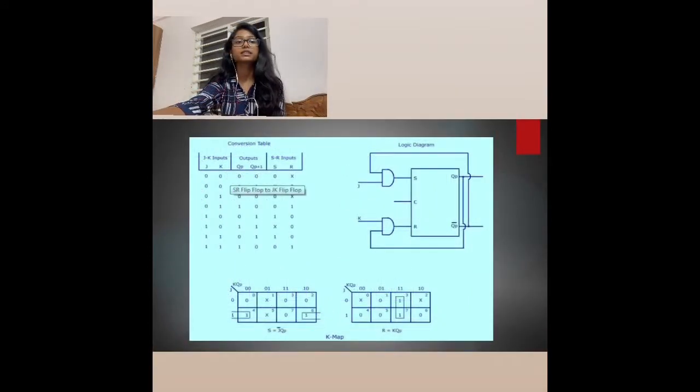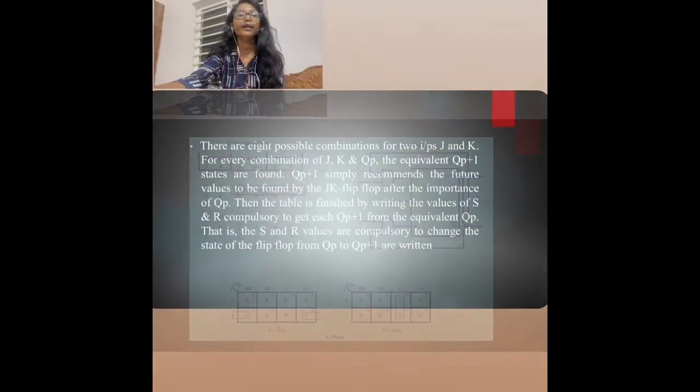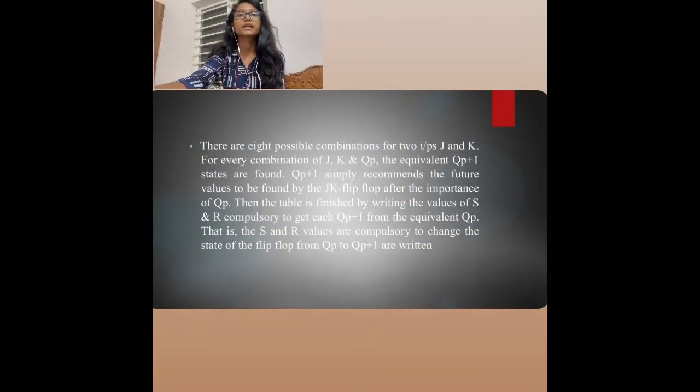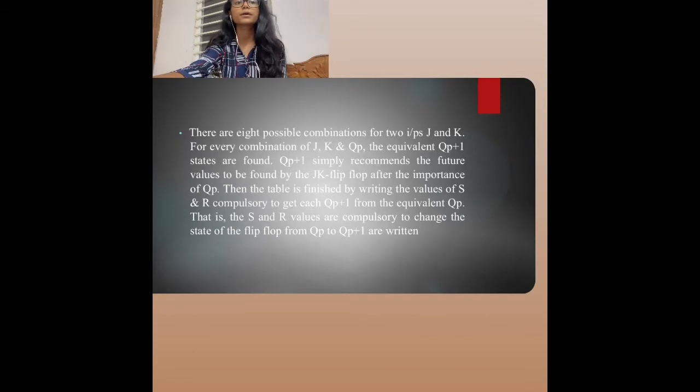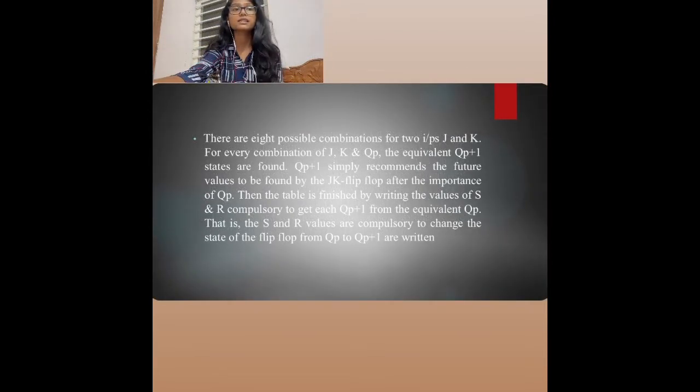Following the Boolean expressions of S and R, we can draw a logic diagram. There are 8 possible combinations for the 2 inputs J and K with QP. For every combination of J, K and QP, the equivalent QP plus 1 states are found. QP plus 1 simply represents the future values of the flip-flop after the present value QP. Then the table is finished by writing the values of S and R required to get each QP plus 1 from the equivalent QP, that is, the S and R values to change the state of the flip-flop from QP to QP plus 1 are written.